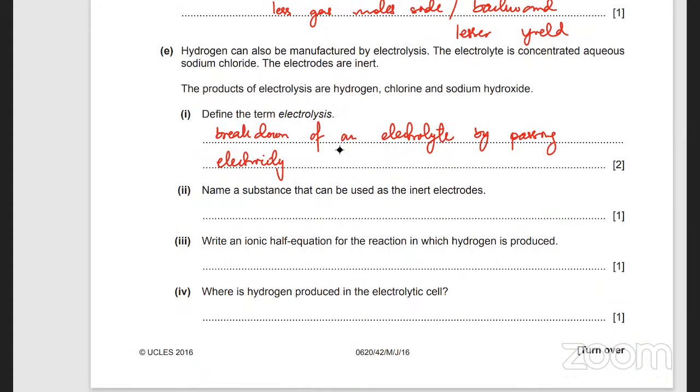Negative ions will go to anode and positive ions will go to cathode. Inert electrodes कौन से होते हैं? Name two inert electrodes in electrolysis.